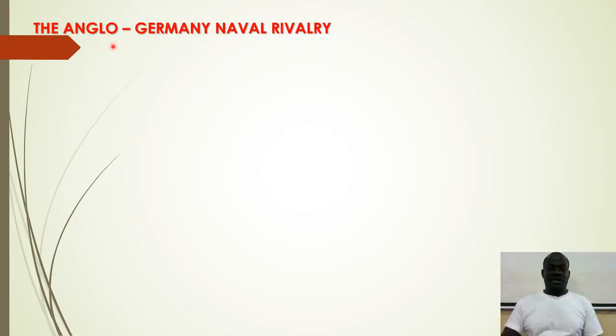Now let us look at the Anglo-German naval rivalry. So there was that competition. A rivalry is like a competition. The British and the Germans were competing in the naval. When we talk of the naval, usually we talk of the war machines that use the sea. So the building of the ships is the naval. There was that competition between Germany and the Anglo, that is the British.